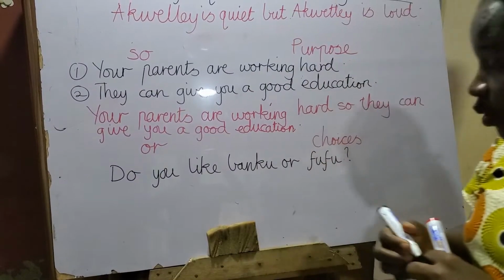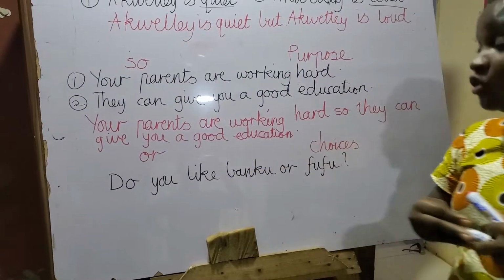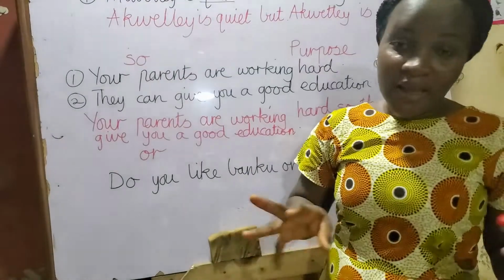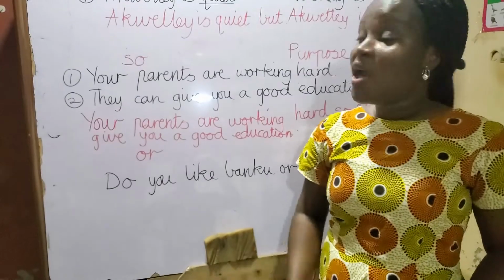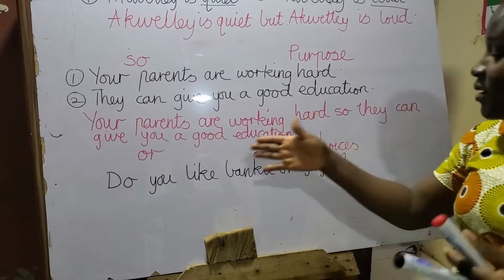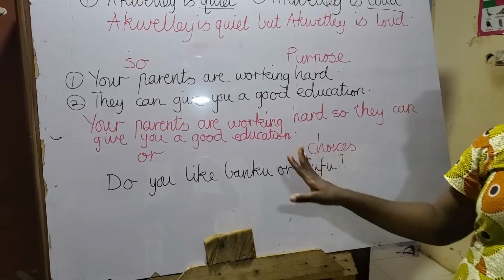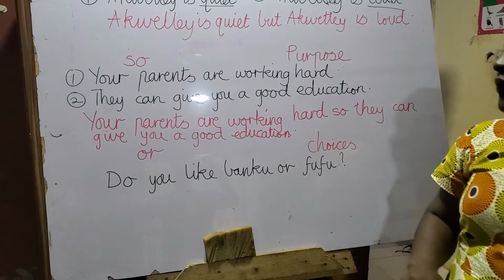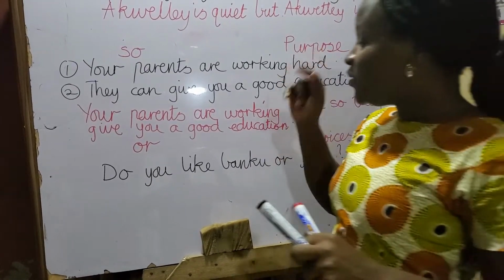Do you like banku or fufu? Here, I'm giving you a choice. I'm not forcing. When you go to the canteen, you're not forced to eat a particular food. You are given options. You are given the chance to choose the food you like. So we use or. Do you like banku or fufu? And you can see I'm asking a question, so I've used a question mark. Are we okay up till here? I'm sure we are. Let's continue.